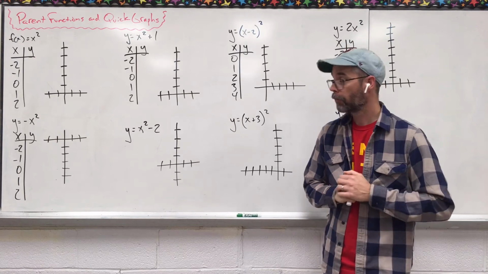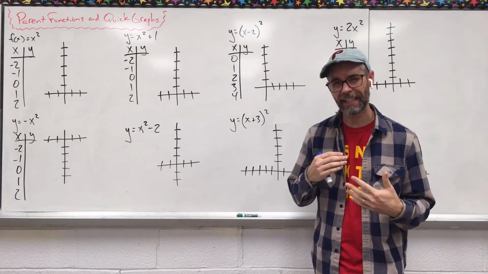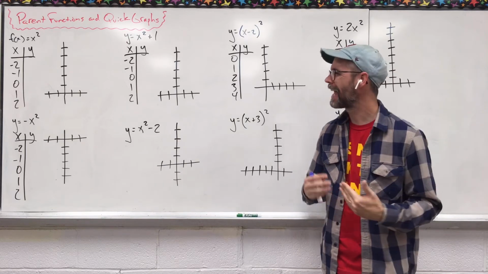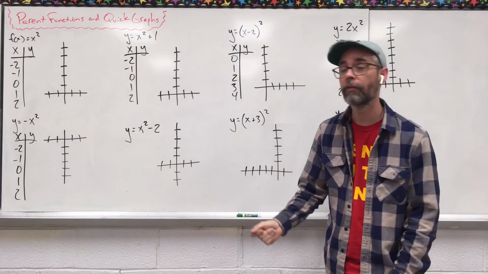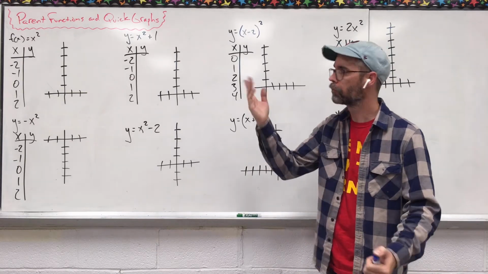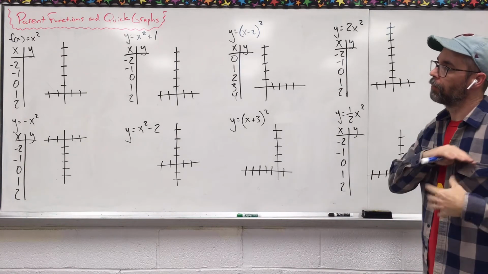We're going to look at parent functions and quick graphs, but we're going to do it the not quick way because we want to find out why an actual movement's happening a certain direction. There's another video that shows quick graphs somewhere on here. Okay, so we're going to make a table of values for all of these.